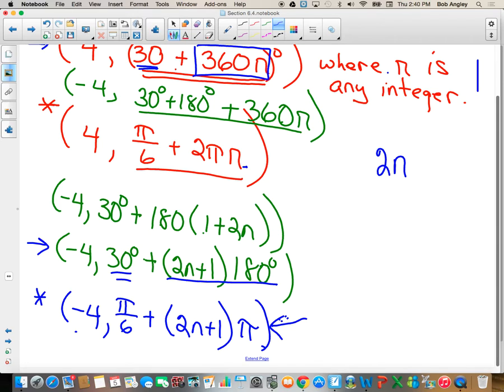Now I want you to look at this one down here. If we have 2n plus 1, does that represent an even or an odd? Odd. Why an odd?